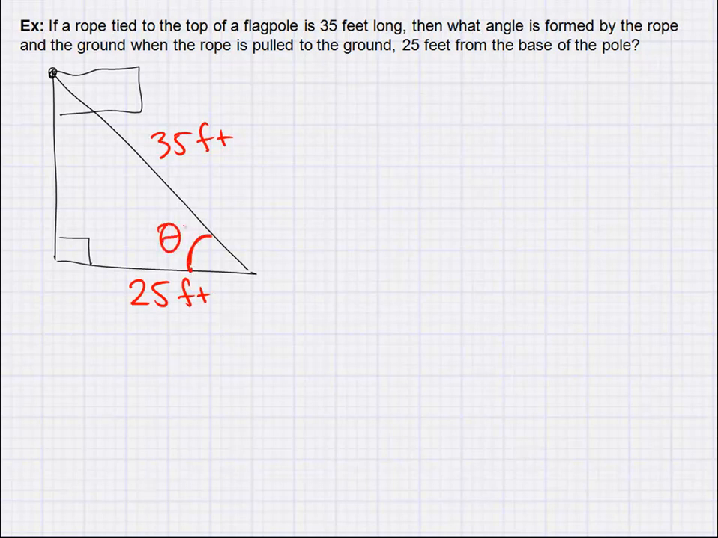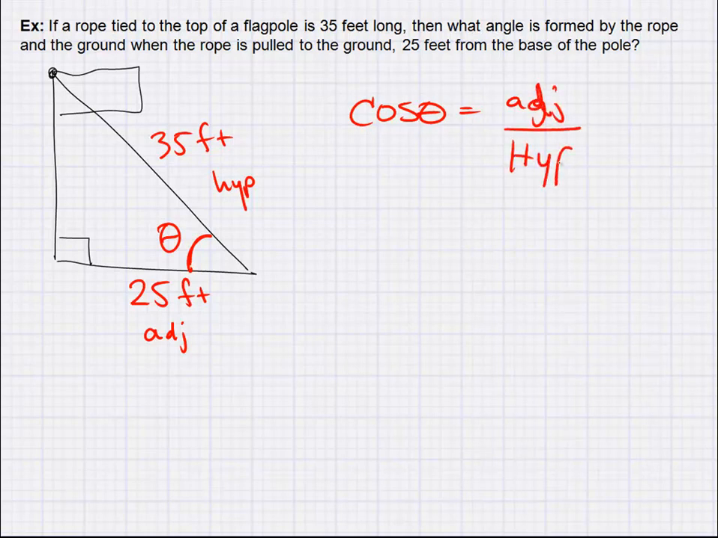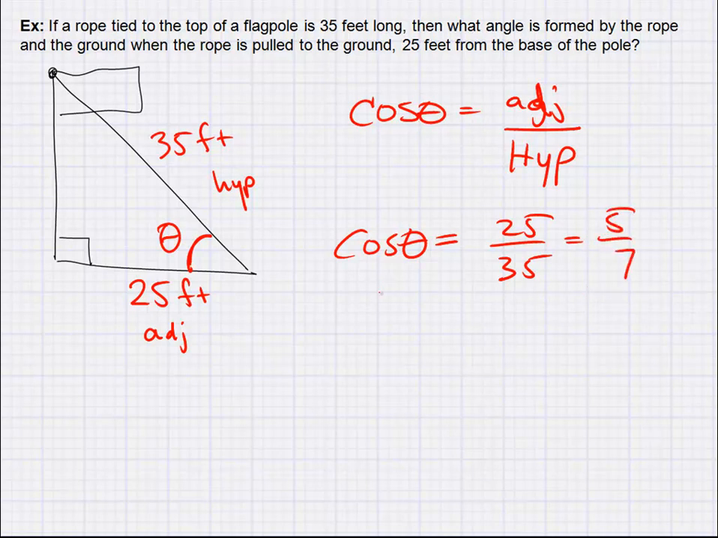Let's call that theta. Well, as far as theta goes, this would be the adjacent side. This would be the hypotenuse. So that would be cosine is adjacent over hypotenuse. So the cosine of theta equals 25 over 35, or simply 5 over 7. The question said, what's theta? What's the angle? Well, if I want to find theta, this is where inverses come up. Theta can be the arc cosine of 5/7.